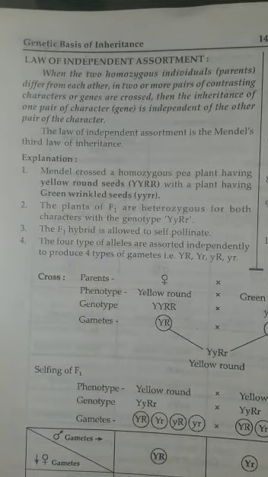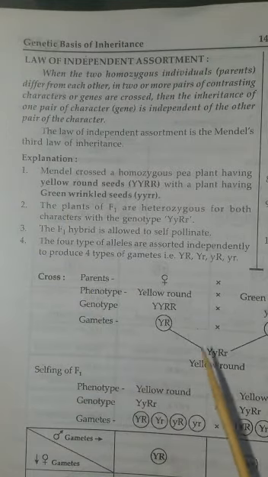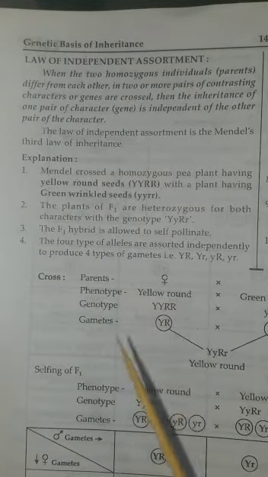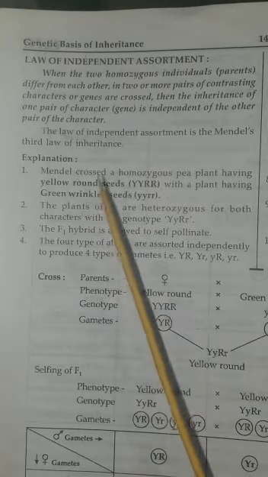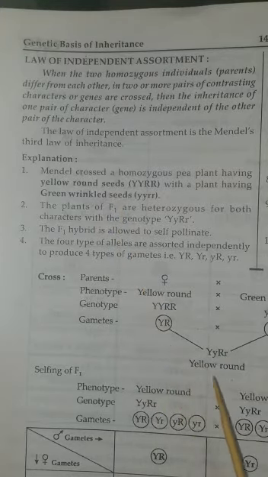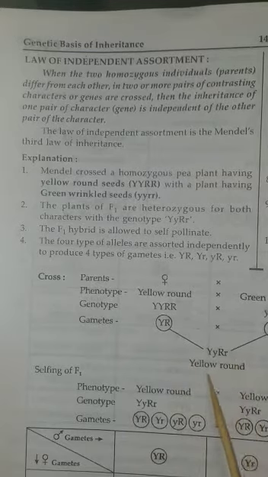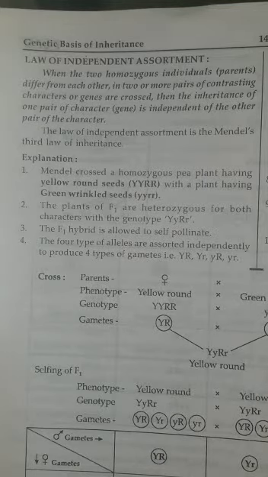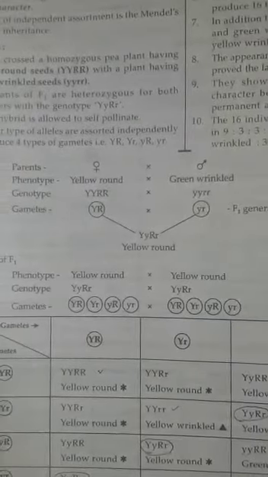But in the F1 generation only dominant characters are mixed with each other or inherited. That is, yellow and round are the dominant ones. So in the F1 generation all individuals are yellow and round. But in the F2 generation, as per the law of independent assortment, each and every character is independently assorted.